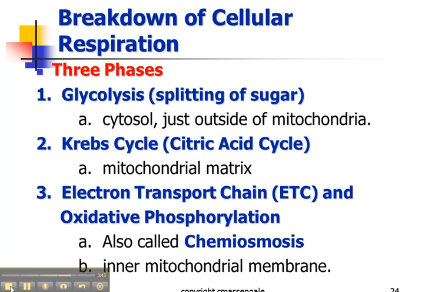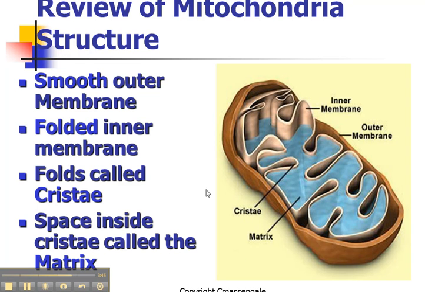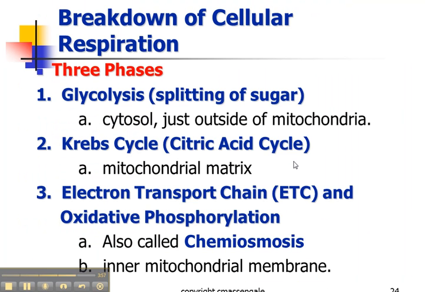So if we go back, glycolysis is happening out here. The Krebs cycle is happening here. And the next one we're going to talk about, the electron transport chain, is happening in this inner membrane. Electron transport chain and oxidative phosphorylation, also known as chemiosmosis, happen in the inner mitochondrial membrane. We are going to be looking at glycolysis next, but we're going to stop for now.